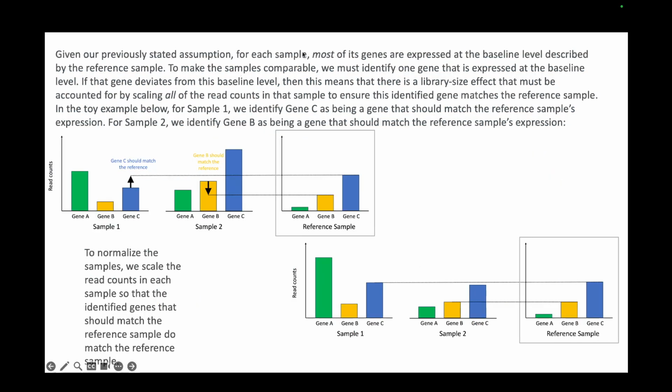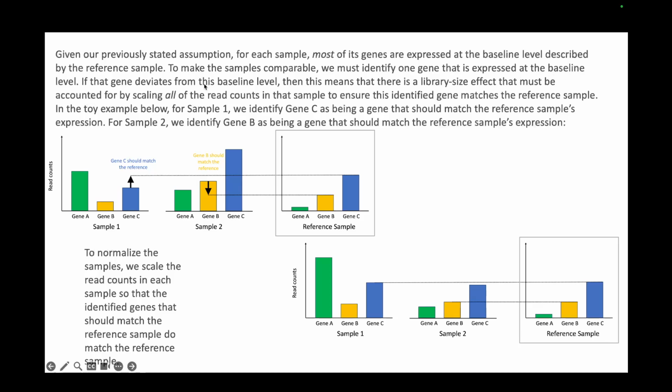For each sample, most of its genes are expressed at the baseline level, as we have assumed. To make the samples comparable, we must identify one gene that is expressed at the baseline level. If this is your reference, and you want to compare the set of samples with this particular reference sample, you want to say, compared to the reference sample, gene A or B has higher or lower expression. So you must identify one gene that is expressed at the baseline level.